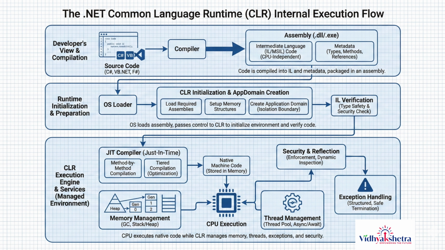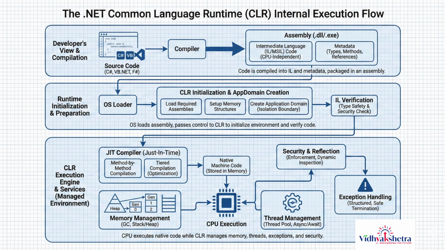Application domains provide isolation within a process. They allow multiple applications to run within the same process without interfering with each other. Each application domain has its own configuration, security boundaries, and loaded assemblies. This improves safety and stability, especially in large systems. Once assemblies are loaded, the CLR performs verification of IL code. This step ensures that the code is type-safe and does not attempt illegal operations such as accessing memory outside its boundaries. This verification process is a major reason why managed applications are more secure and less prone to system-level crashes.